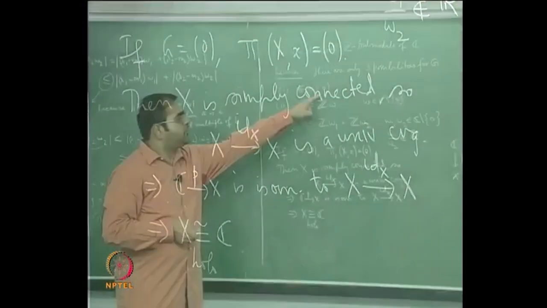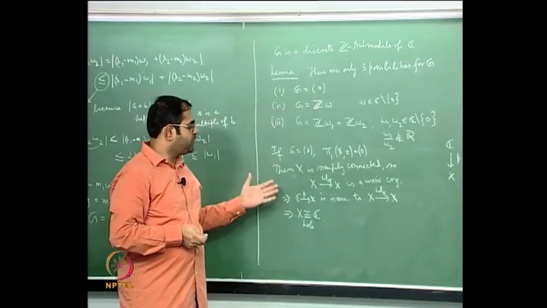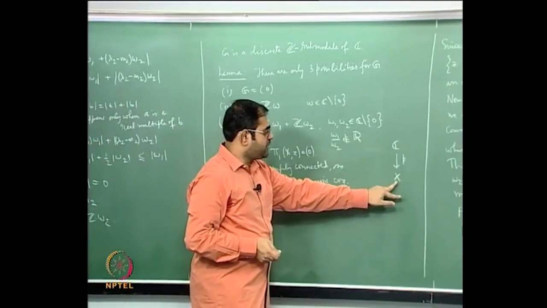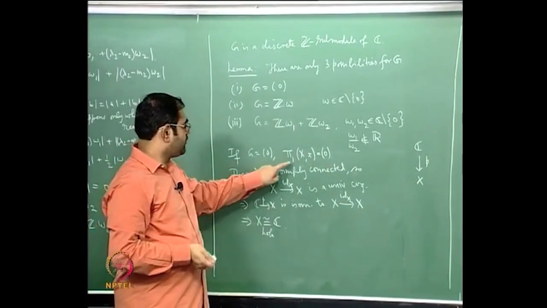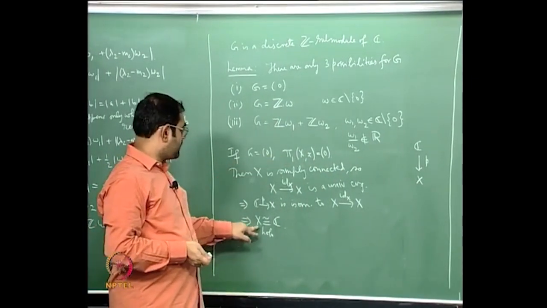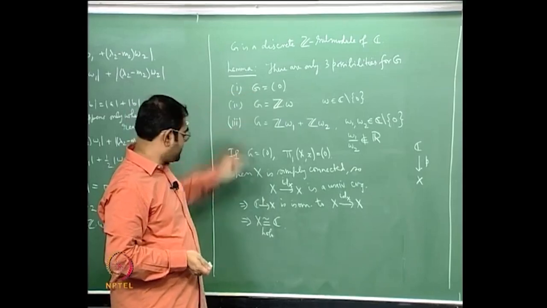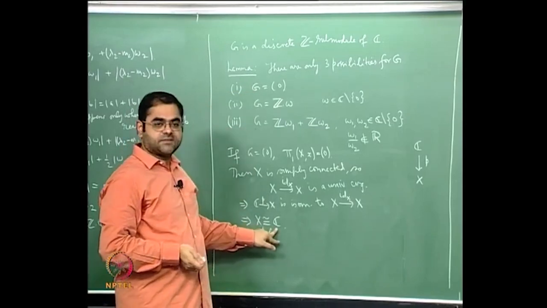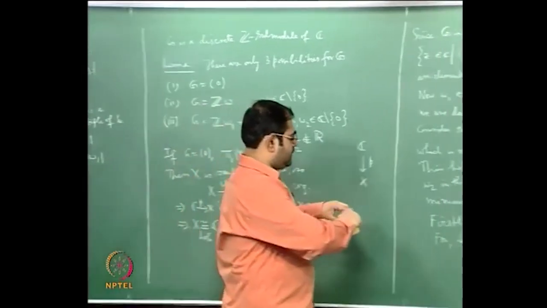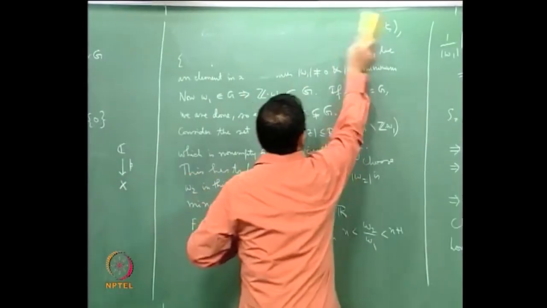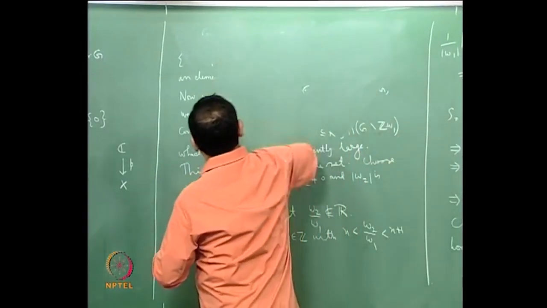So if G is 0, okay, what we have proved is, if the universal covering of X is C and if the fundamental group is 0, then that corresponds to this case, and then X has to be just C, okay. This is the simplest case, okay. Then of course you know what to expect in the other two cases, so let me write it down.